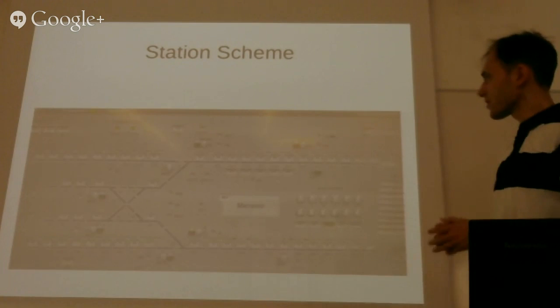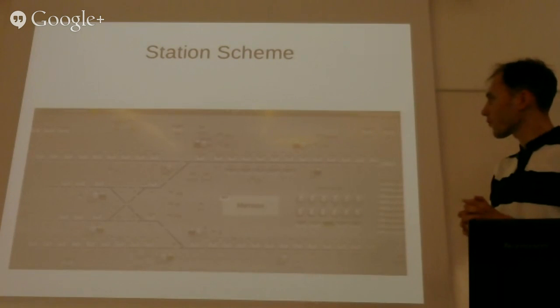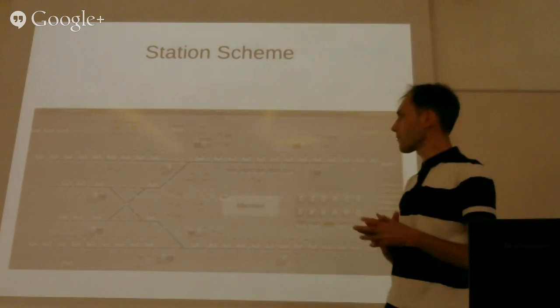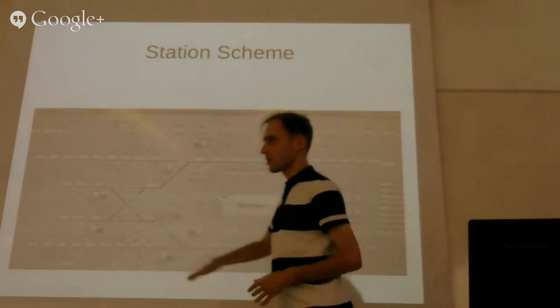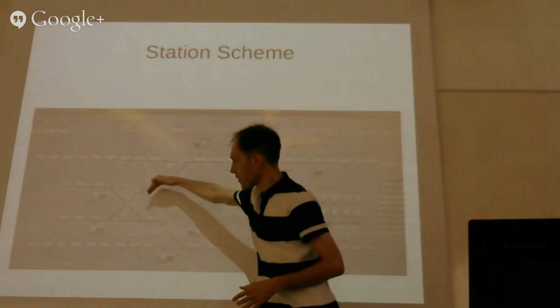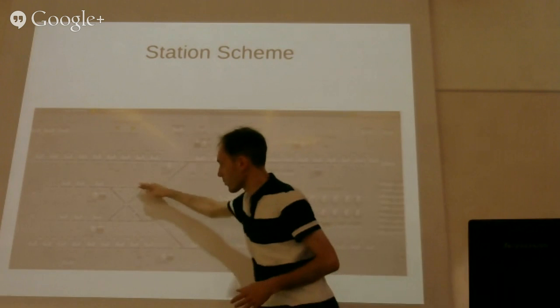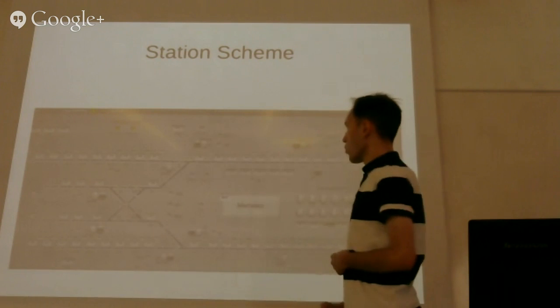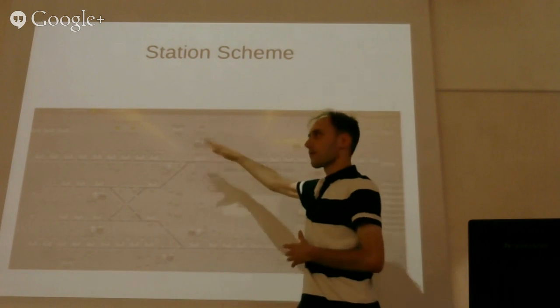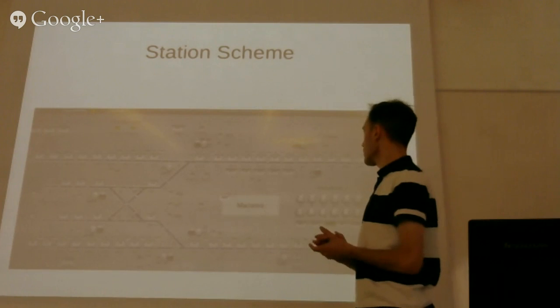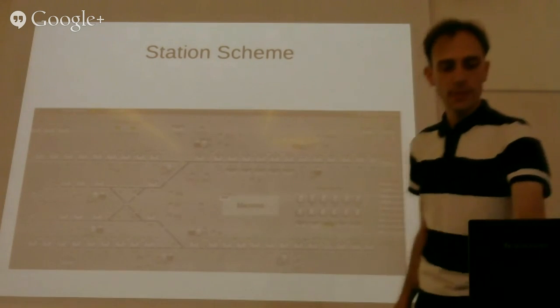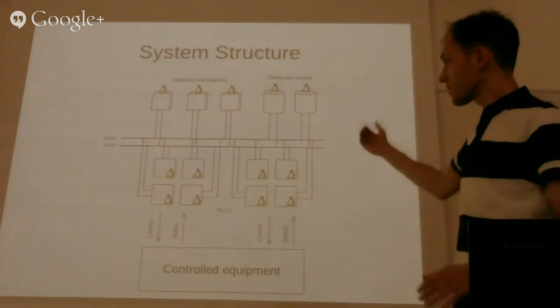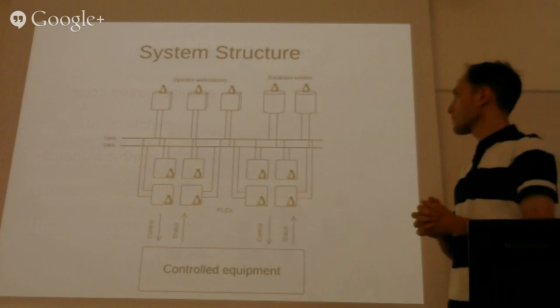So here is the scheme of the station. If you're interested, we have in our experimental field 6 switches that can be either this way or this way. So the train can go either this way or this way. We have signals that can be red, blue, green, or something else. And we have the system that is performing this task.